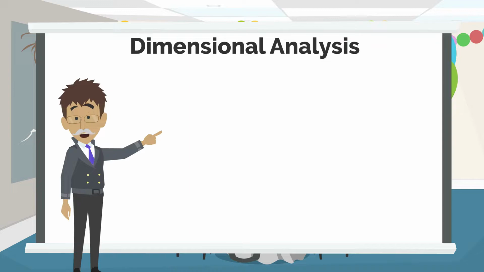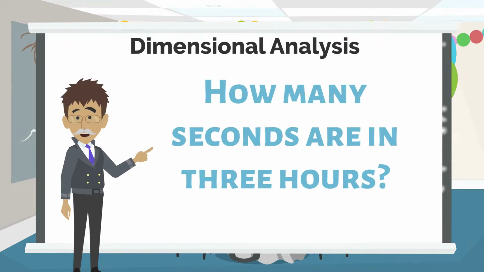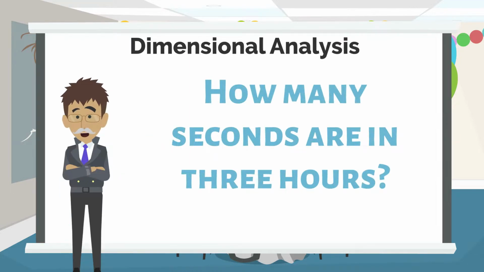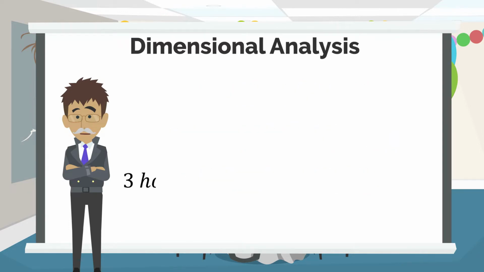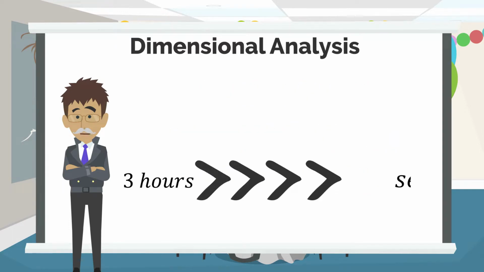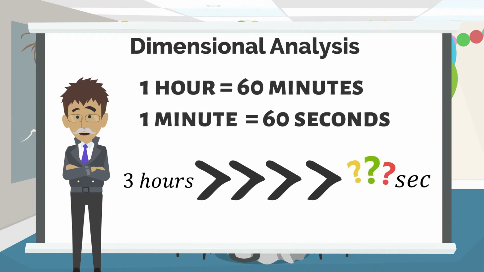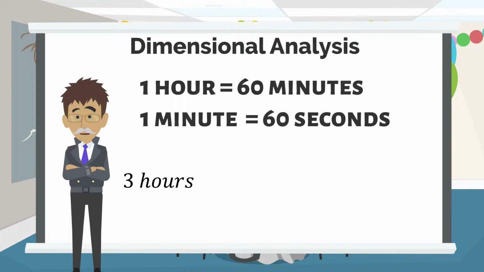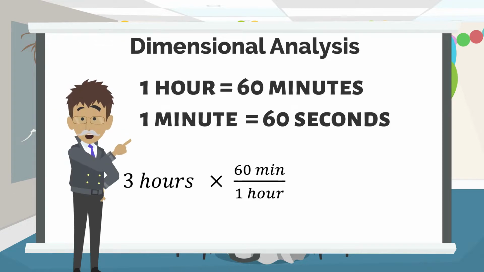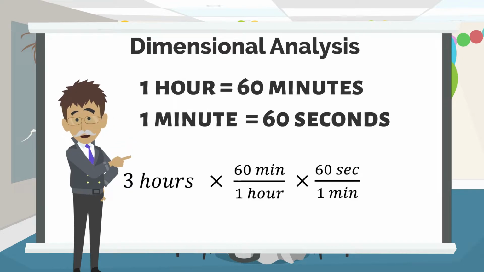Suppose I want to know how many seconds are in 3 hours. I will use dimensional analysis to help ensure my answer is correct. Since I do not know how many seconds are in 1 hour, I will convert to minutes first. There are 60 minutes per 1 hour, so I write this as a fraction. There are 60 seconds per 1 minute, so I write this as a fraction.